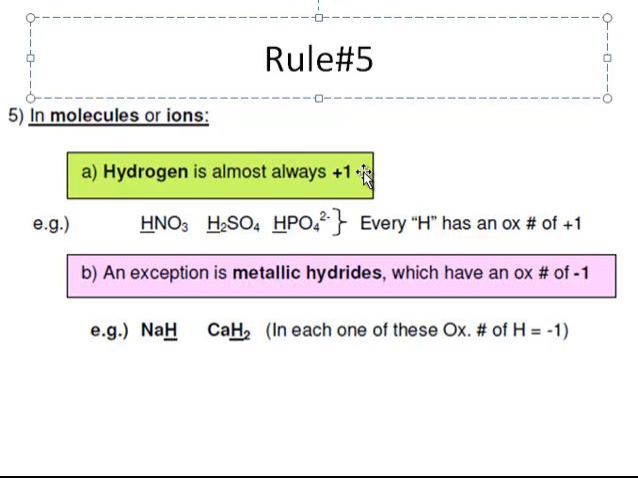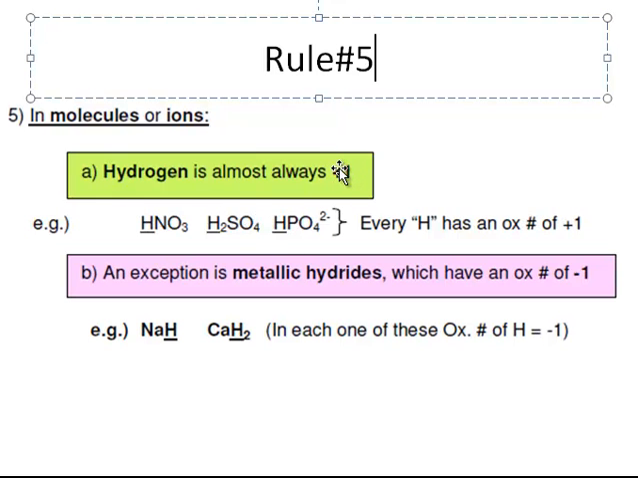Hydrogen is almost similar, like oxygen is -2. Hydrogen, again, very common. We'll be using this a lot. So whenever we start balancing a redox reaction, oxygen and hydrogen are what will be our friends.